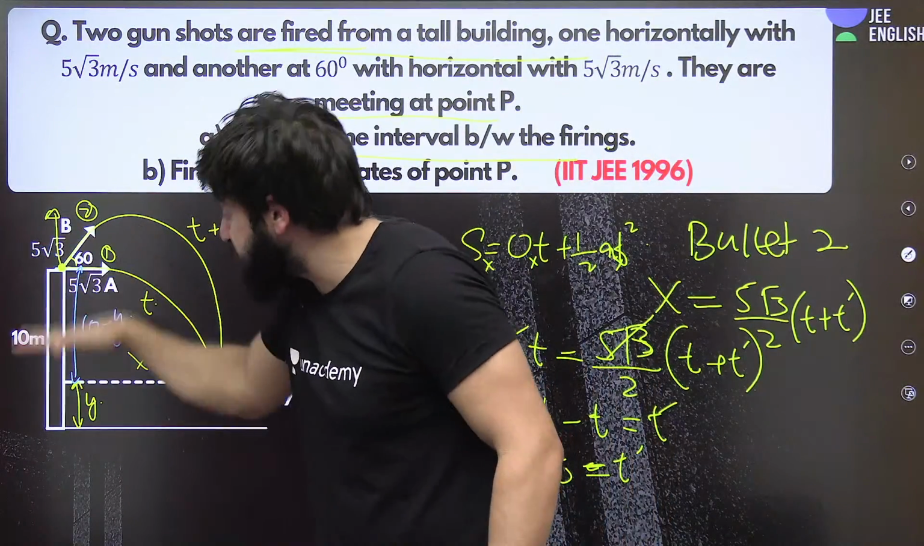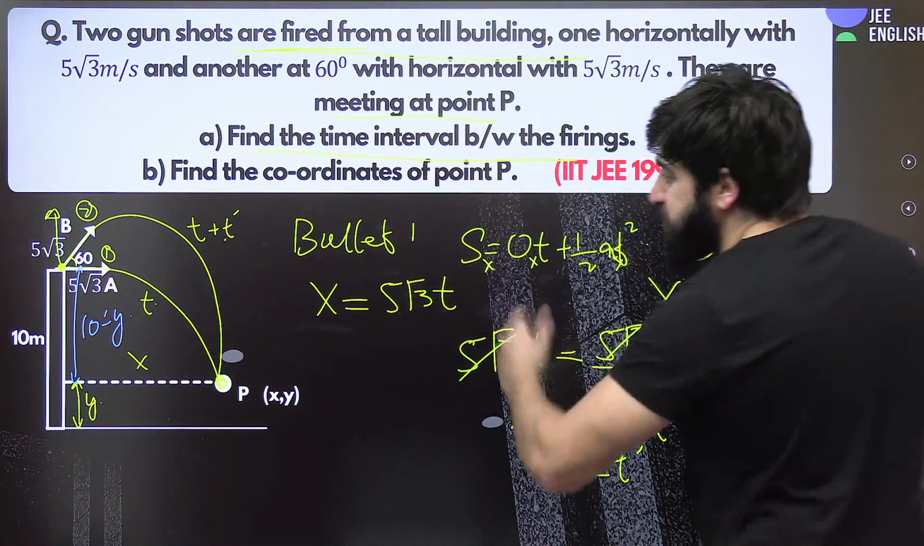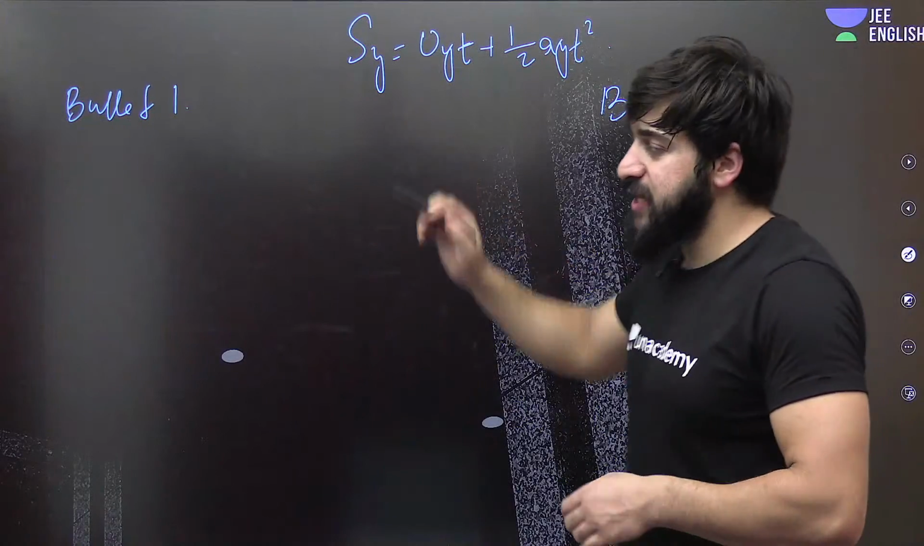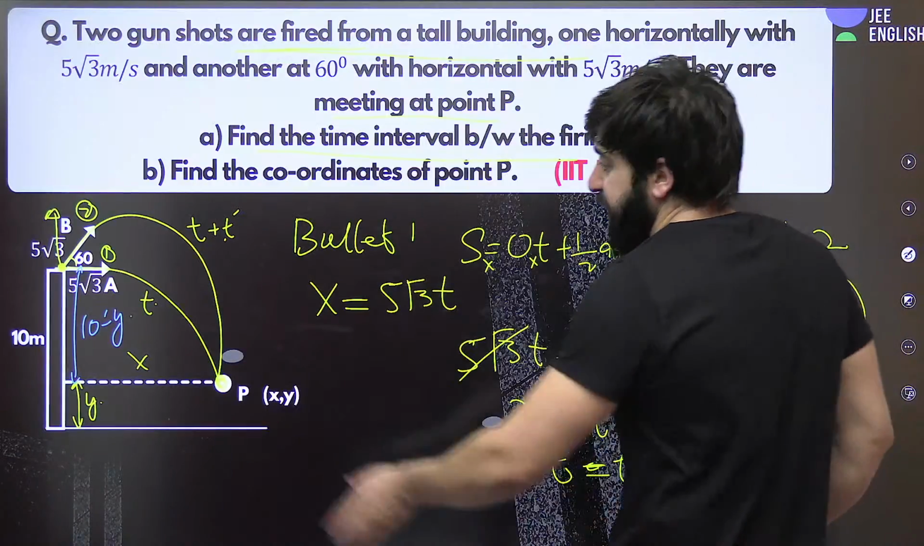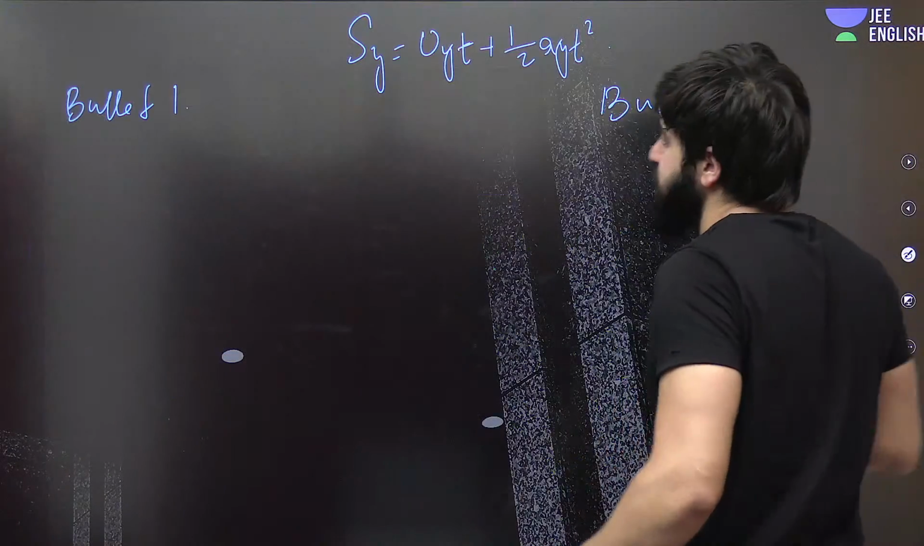No, we have to check the displacement, because this y is basically displacement. This Sx, Sy is displacement. So we need to basically find this one over here. Now, can you just tell me in the first bullet, how much will be this y? This will be Sy, that will be 10 minus y. Can I just write it like that?